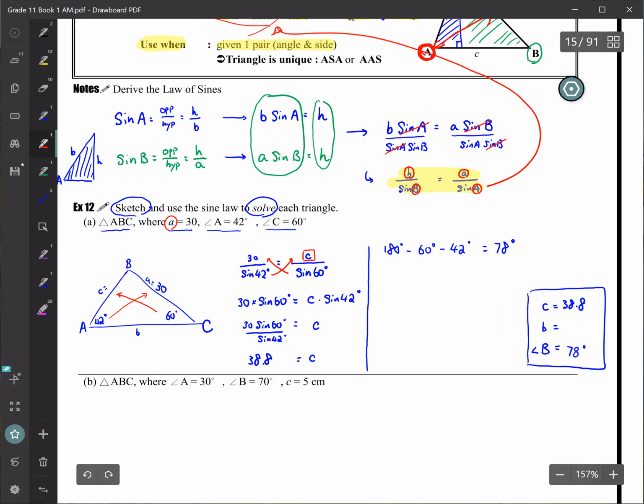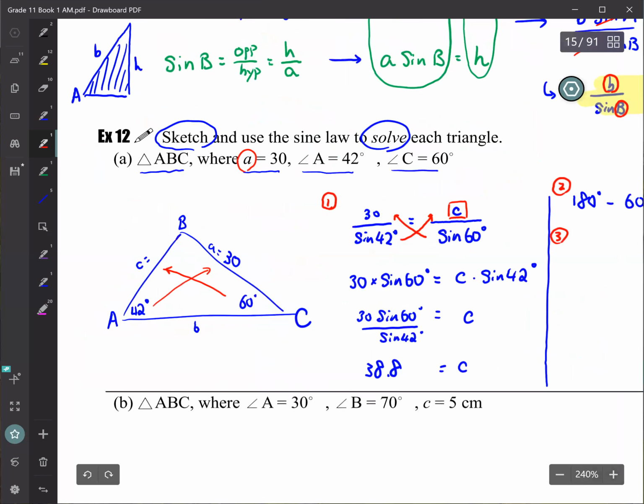So first step, you can find the missing part in the pair. Second step, you can find the missing angle. Now you got one of the angles that's missing in the pair. Look at the green pair, this green one.